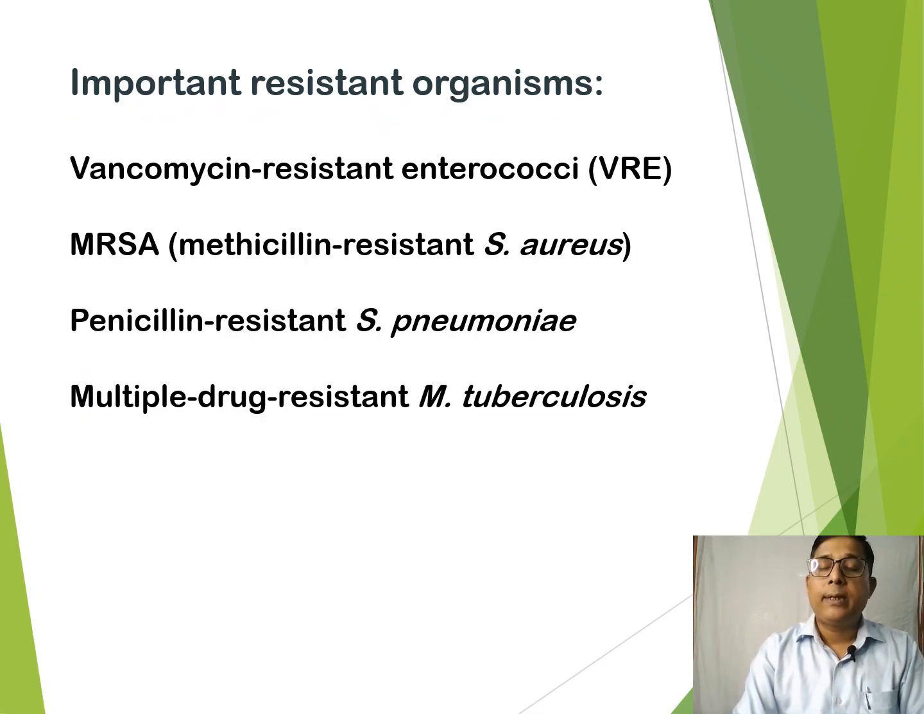Now some examples of antibiotic resistant organisms. Vancomycin resistant enterococci, in short written as VRE. Then MRSA, methicillin resistant Staphylococcus aureus. Then penicillin resistant Streptococcus pneumoniae. Then MDR-TB. These are some of the important organisms which have already developed resistance against some of the antibiotics, and they are causing major concern to society.